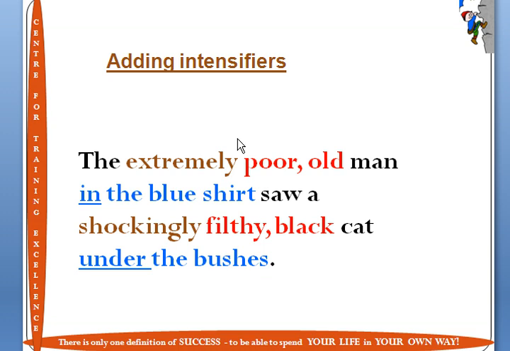Here, intensifiers have been added. I have two intensifiers. One is extremely and the other is shockingly. The extremely poor old man in the blue shirt saw a shockingly filthy black cat under the bushes.